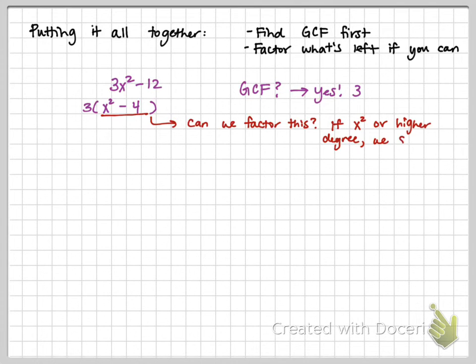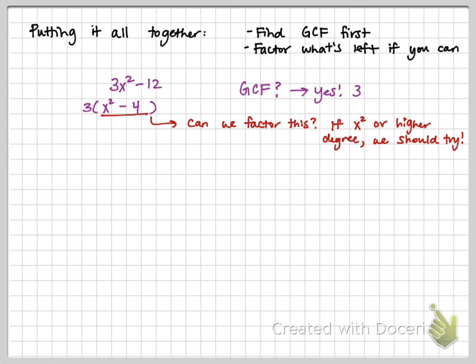If your degree is x squared or higher, 2 or higher, we should try to factor. If you don't have an x squared left in here, there's probably not going to be anything else to factor it by. So you're looking for, is this an x squared? And if so, then you want to try to factor it with that generic rectangle and diamond, okay, or the box and diamond.